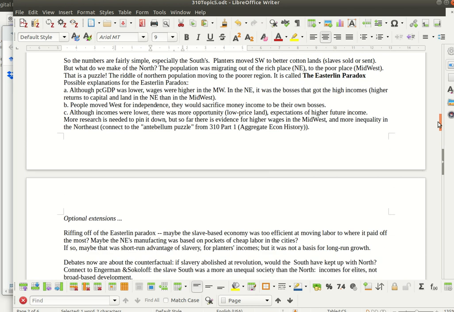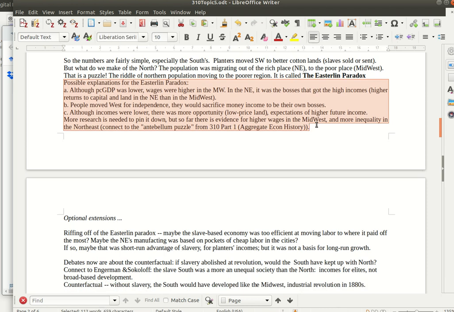Well, you're not going to be able to answer that question in any fullness, but as noted here, there are three different explanations for the Easterland Paradox that you want to make sure that you're familiar with. One of them is kind of an interesting twist in the sense that it's suggesting that sometimes economics doesn't have all the answers. Maybe people were actually moving west and sacrificing income because they wanted independence, the idea of getting their own land and being on their own farms.